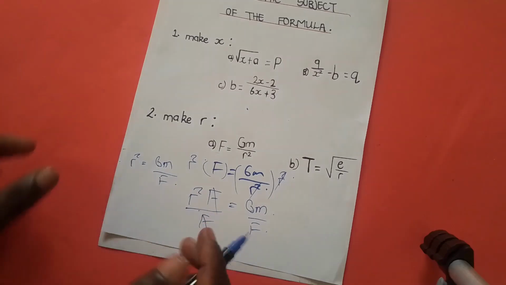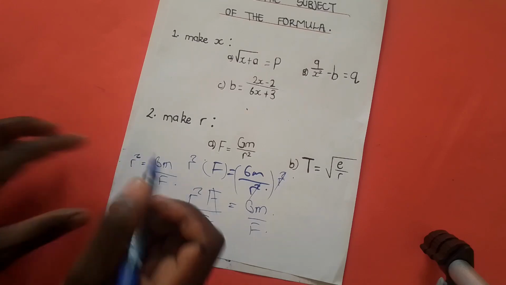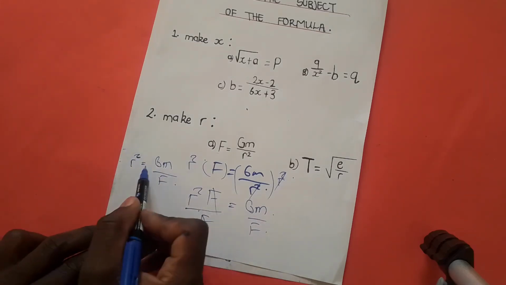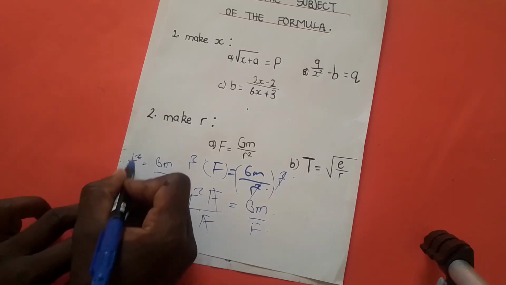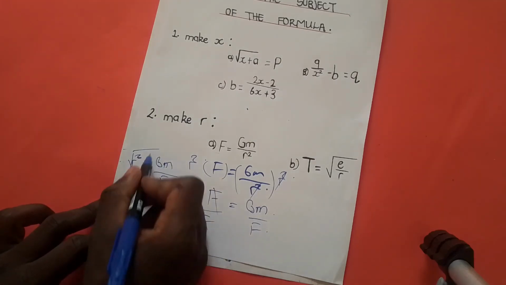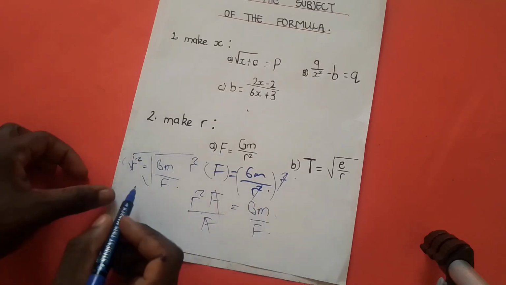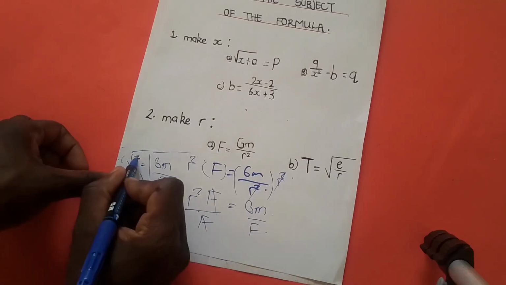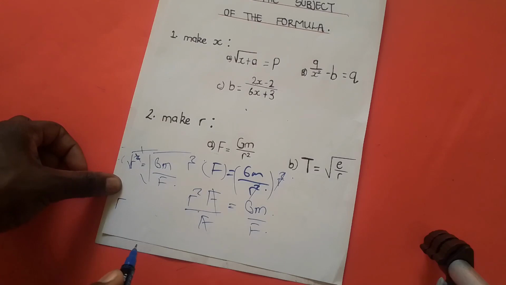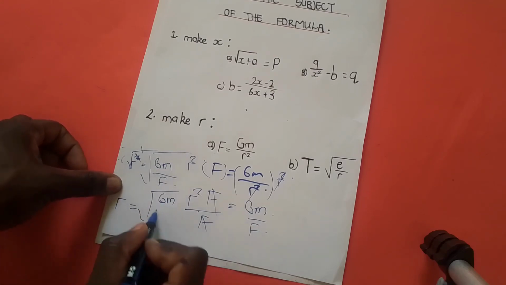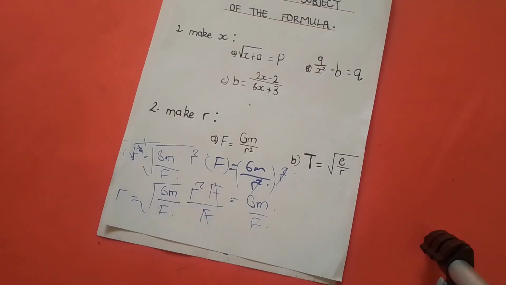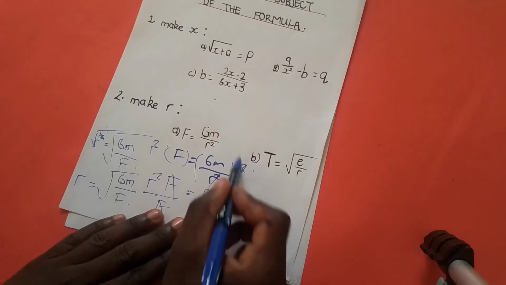But still, you're almost done, because r is not yet the subject of the formula since this is r squared. So to remove this power 2, we are going to introduce the square root sign on both sides. The square root of r squared is r. So the 2 will cancel out the square root sign, leaving us with r equal to the root of gm over f.